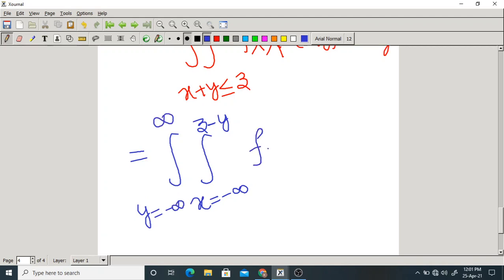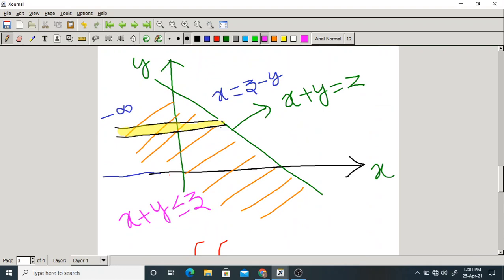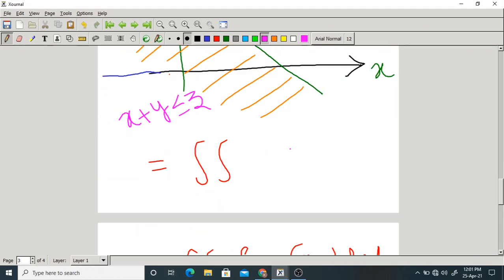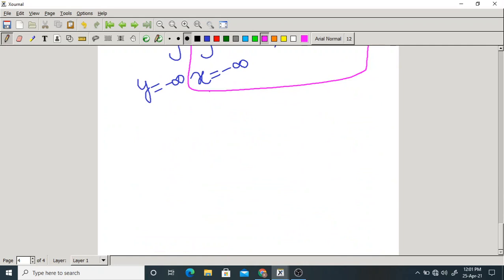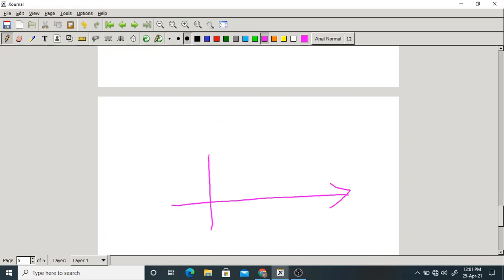Now here we write f of x comma y of x comma y. First we have to write dx, that is the inner integral, then dy. Make sure that you first write the inner integral and later the outer integral. We are taking a horizontal strip here, or you can take a vertical strip also. There is another possibility of taking a vertical strip in the same diagram.